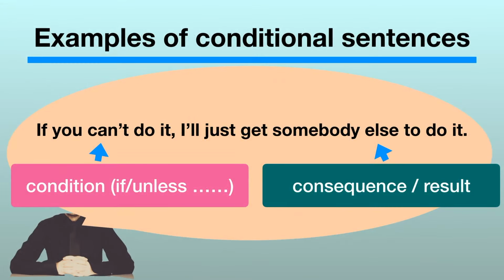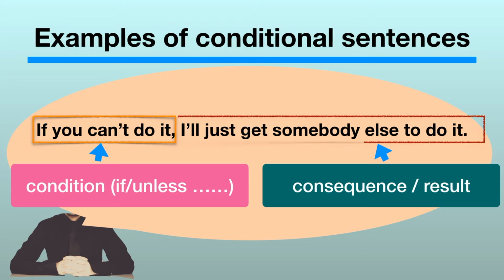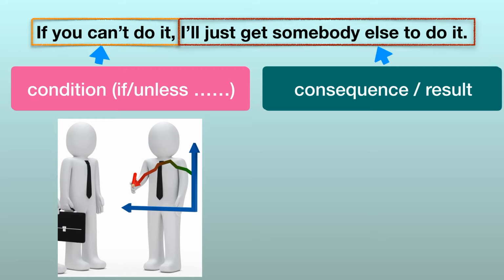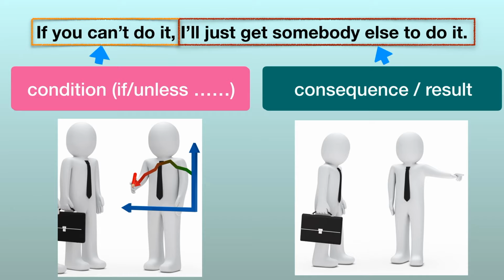In the example sentence, the first part, which starts with the conjunction if, states the condition, and the second part tells you the consequence or the result. Putting this in context, the condition is that an employee cannot successfully meet the job requirements, and the consequence is that the senior management will lay off him or her and find a replacement. That's a bit cruel, but that's the real world.